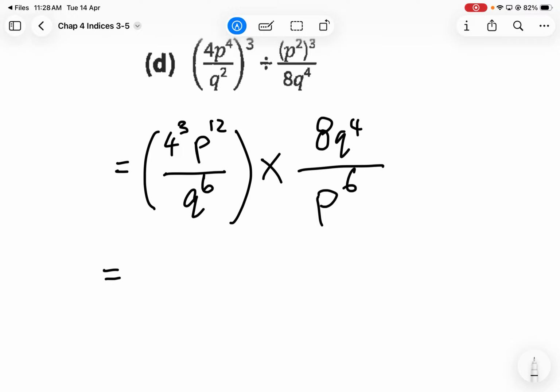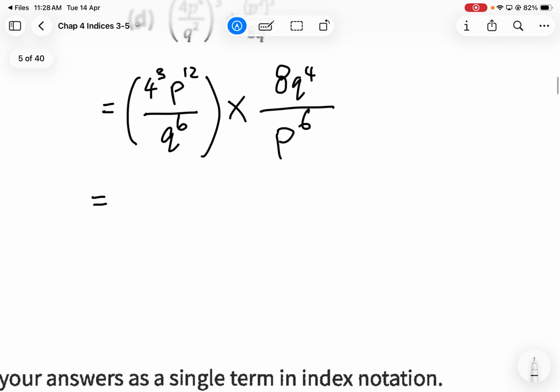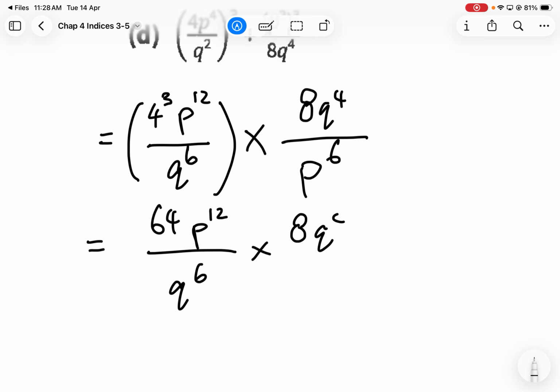4 to the power of 3, I can press the calculator to find out what the number is, because they asked me to simplify. In the end, I don't want to leave my numbers in index form. So 4 to the power of 3 is 64. So in the end I have 64, P^12, Q^6 times 8, Q^4, P^6.